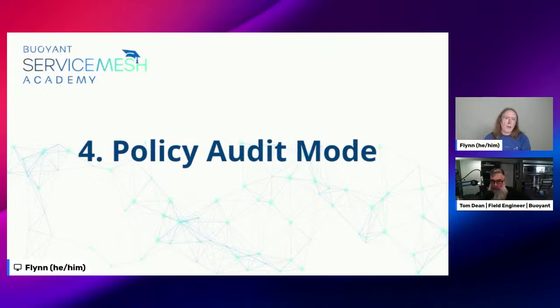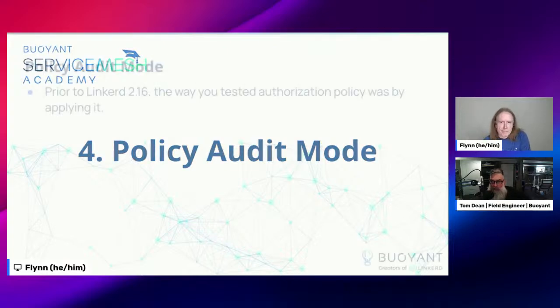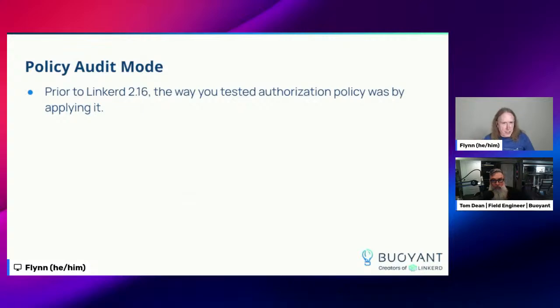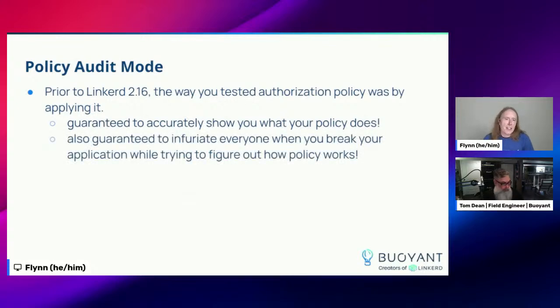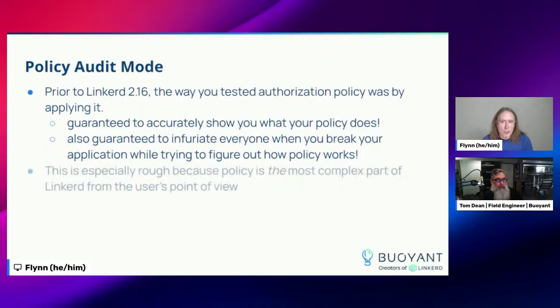All right, let's talk a bit about policy audit mode. So prior to Linkerd 2.16, if you wanted to make changes to your authorization policy, you would test those changes by applying those changes. And this had the undeniable benefit that it was guaranteed to accurately reflect exactly what your policy was going to do. And it was also guaranteed to infuriate everybody when you broke your application by making changes that didn't quite work, which all of us did.